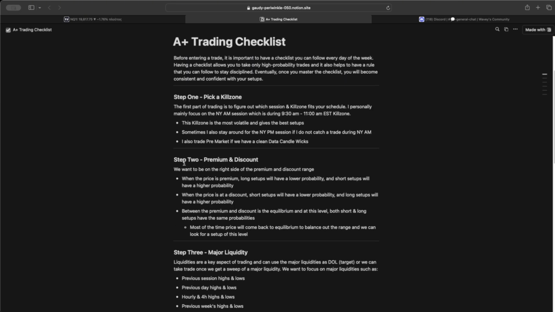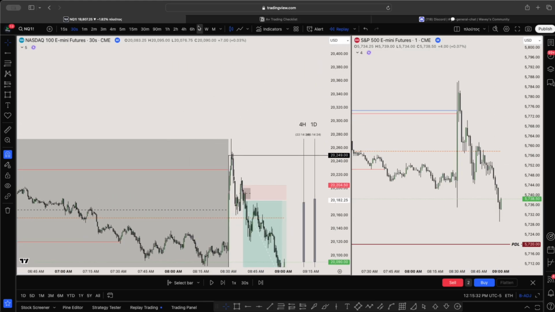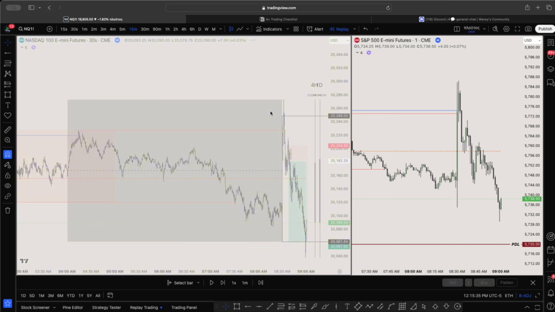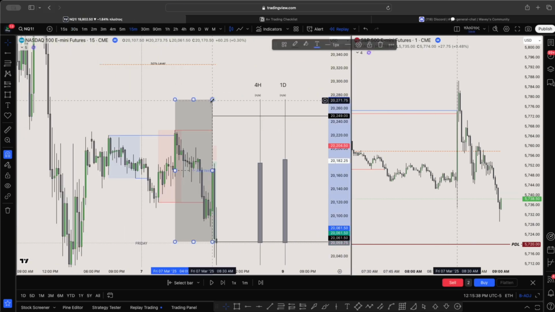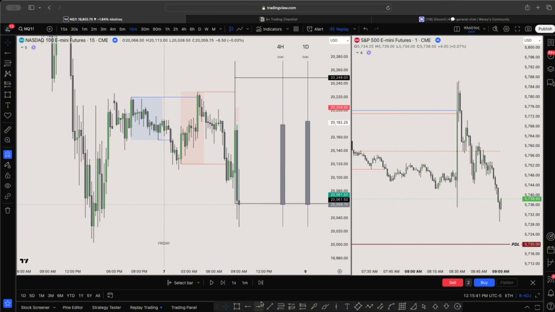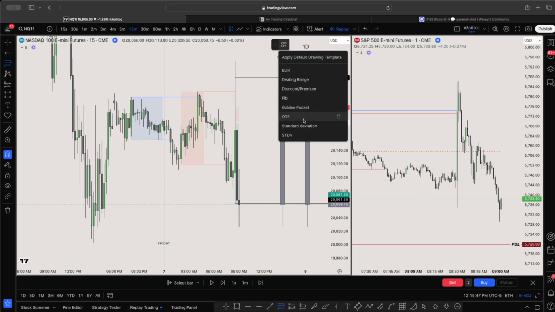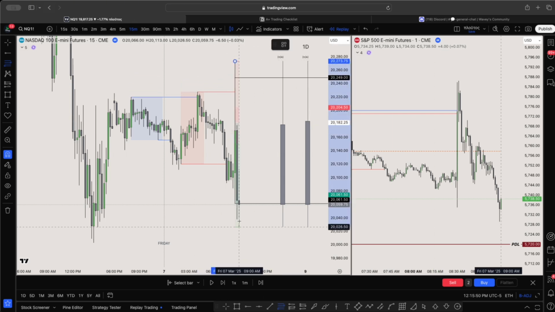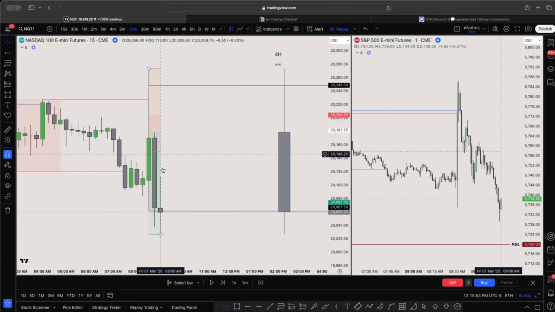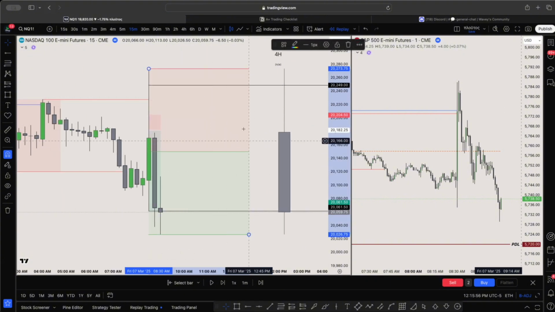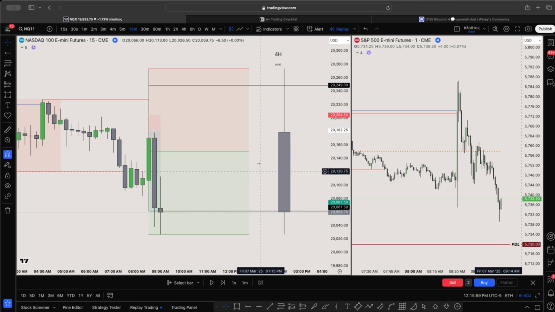So step two is to make sure that we are on the right side of the discount and premium range. Pretty much what discount and premium range is, when we look at the daily range here, right? So for this example, we have this high, and then we have this low. If I were to draw this here, if I take a fib, switch to discount and premium from this high to this low, the red part is the premium, and then anything below this line is discount, right? And then anything in the middle is the equilibrium, right?